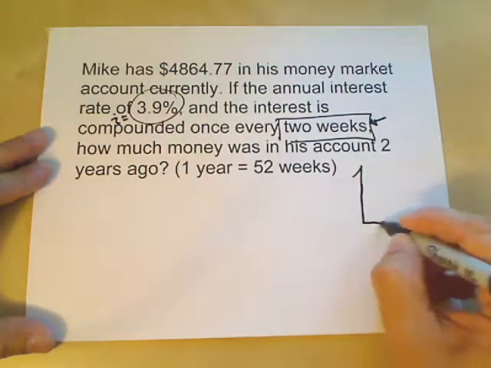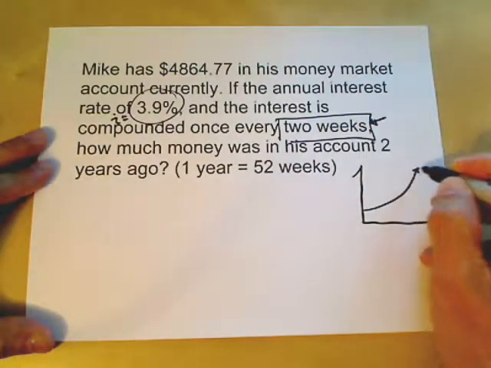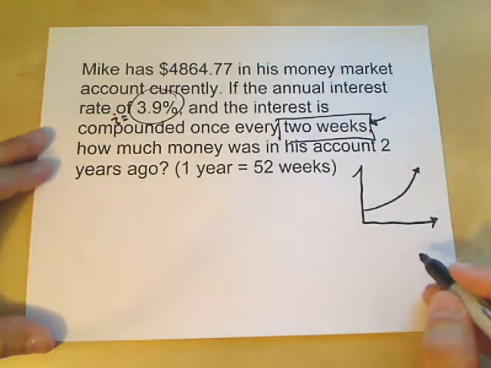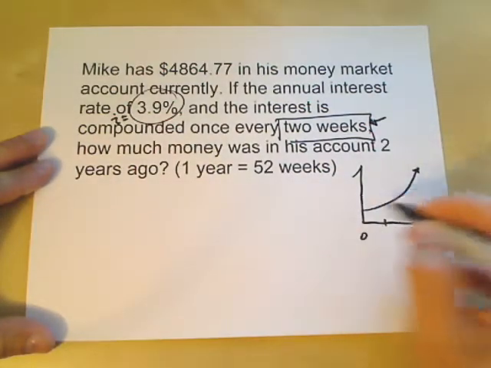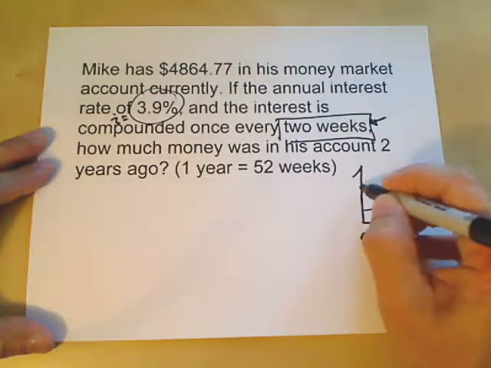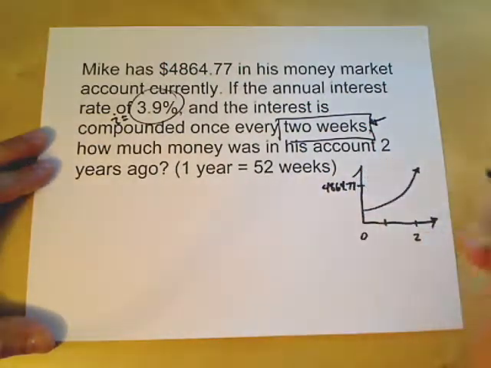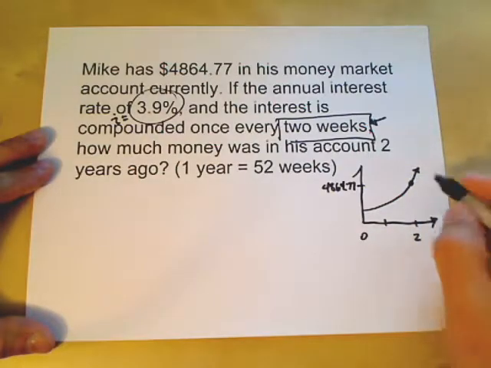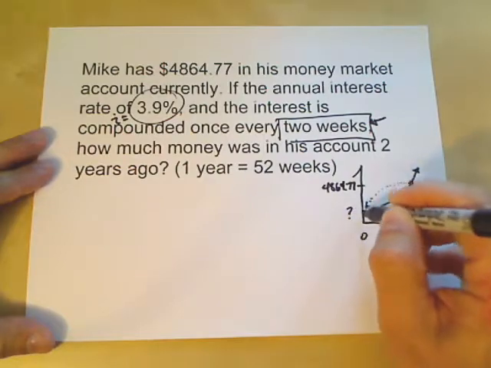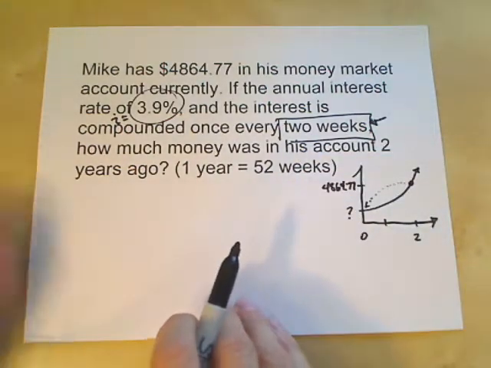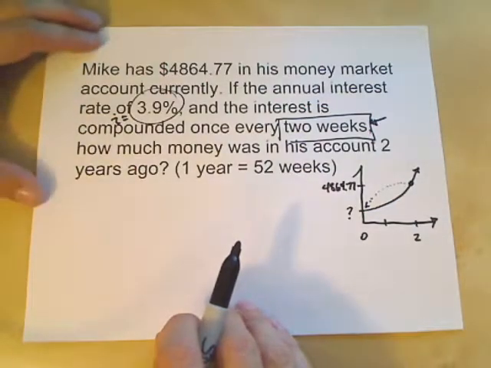The way compound interest works is you get a growth curve that is concave up. Suppose that this was the amount 2 years ago, and this amount is 4,864.77. So we're here. If we were to go back in time, the question's asking, how much did Mike start with? And this bit about compounding every 2 weeks is an interesting wrinkle.